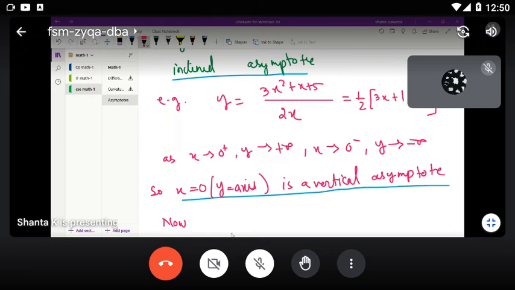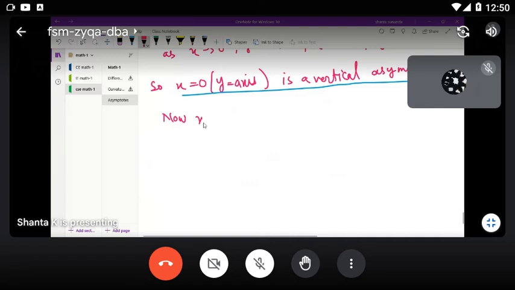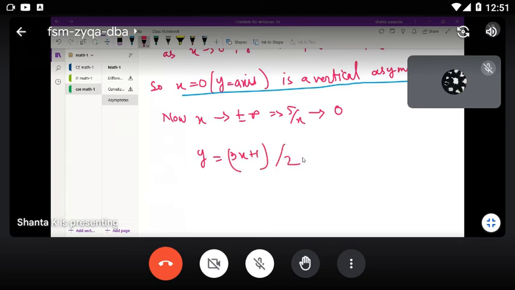And now 5 by x. So this is 1, x equals to 0 is a vertical asymptote. Now x approaching to infinity, what happens here? X approaching to plus and minus infinity. Okay, 5 by x term approaches to 0. So y equals to 3x plus 1 by 2 is an inclined asymptote.